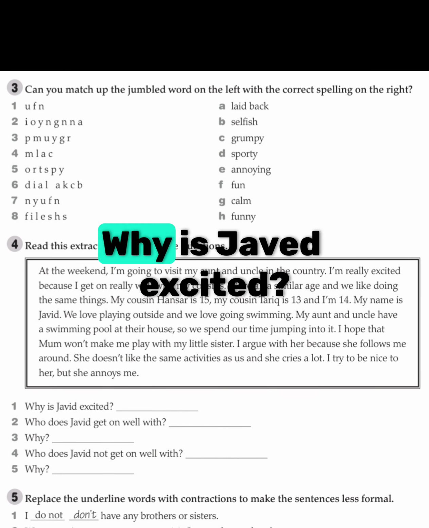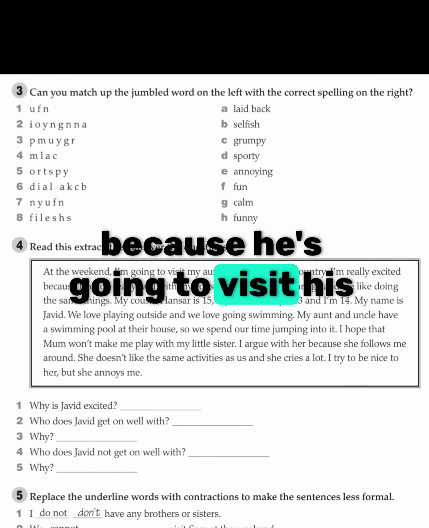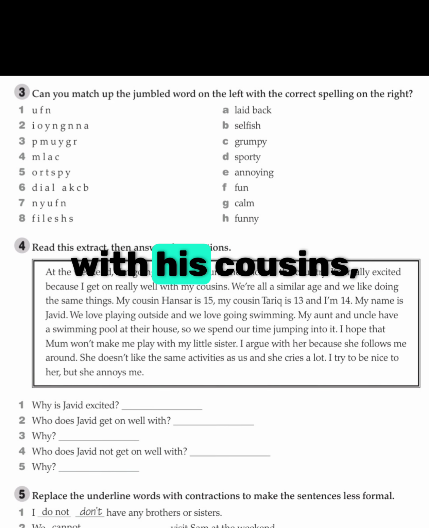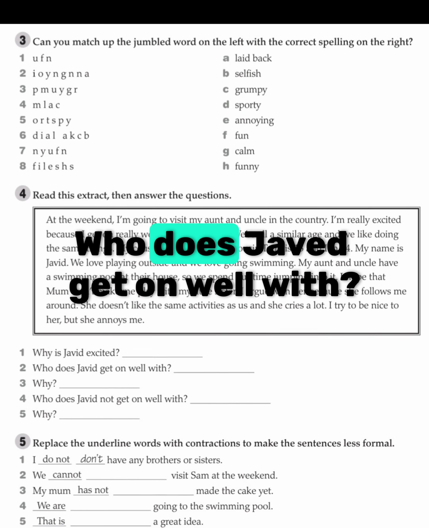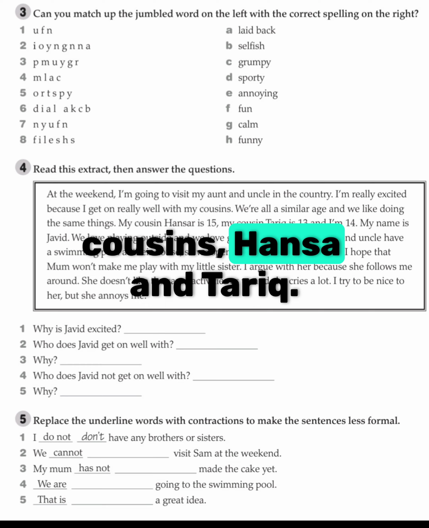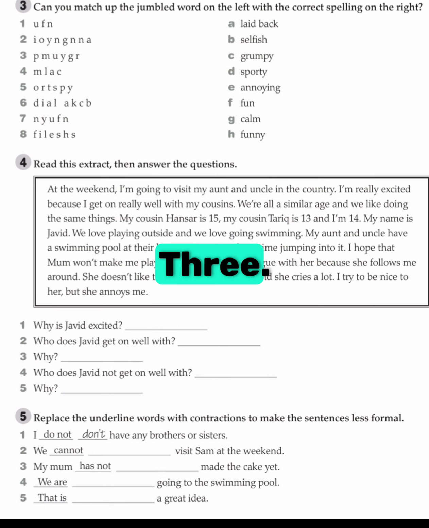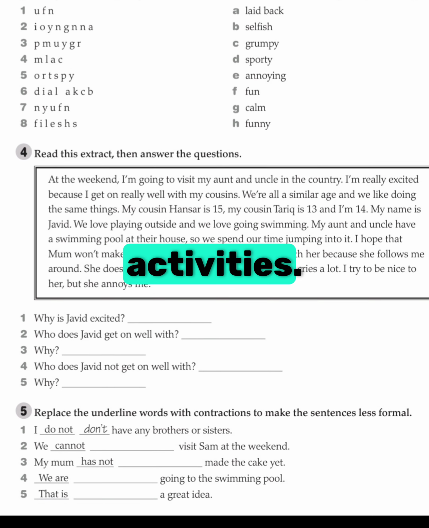1. Why is Javid excited? Javid is excited because he's going to visit his aunt and uncle and spend time with his cousins, whom he gets along well with. 2. Who does Javid get on well with? Javid gets on well with his cousins, Hansar and Tariq. 3. Why? Because they are around the same age and enjoy doing the same activities.